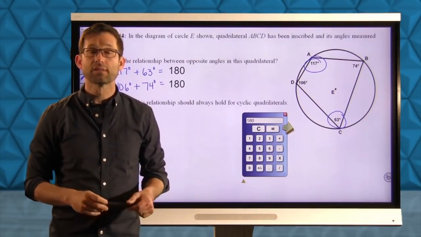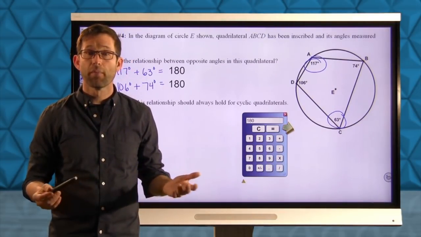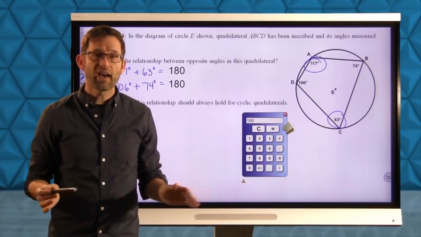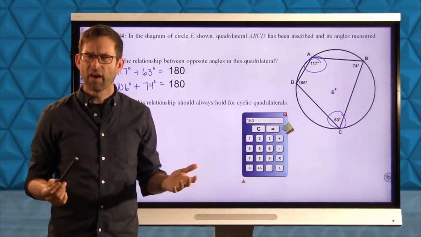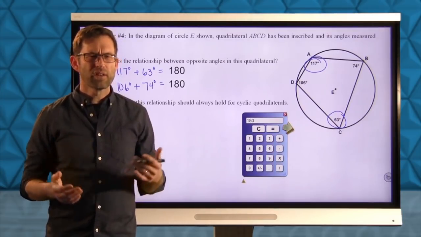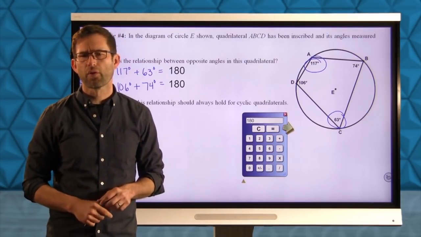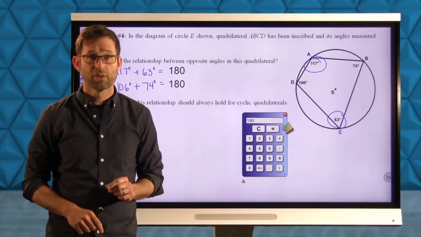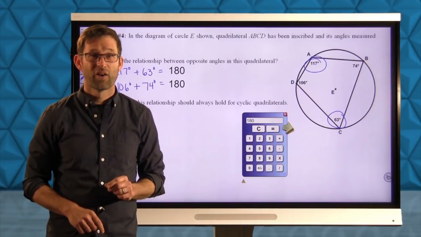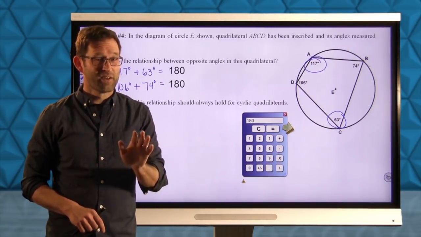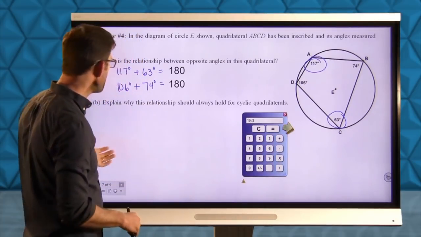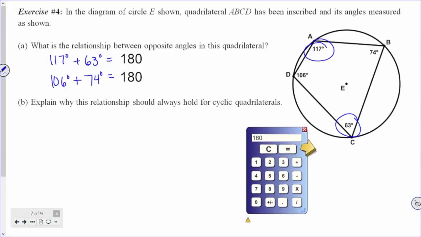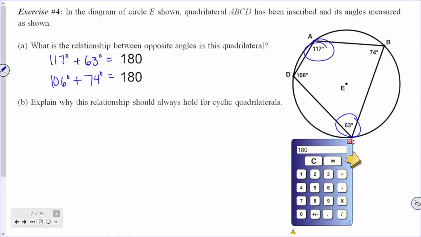And what you would find is that always works. Opposite angles in cyclic quadrilaterals are supplementary. They always add up to 180 degrees. Isn't that amazing? That's really kind of cool. Now I might start to get a little confused in your head with things like parallelograms, where adjacent angles add up to 180, but not necessarily opposite angles. So, letter B. Explain why this relationship should always hold for cyclic quadrilaterals.